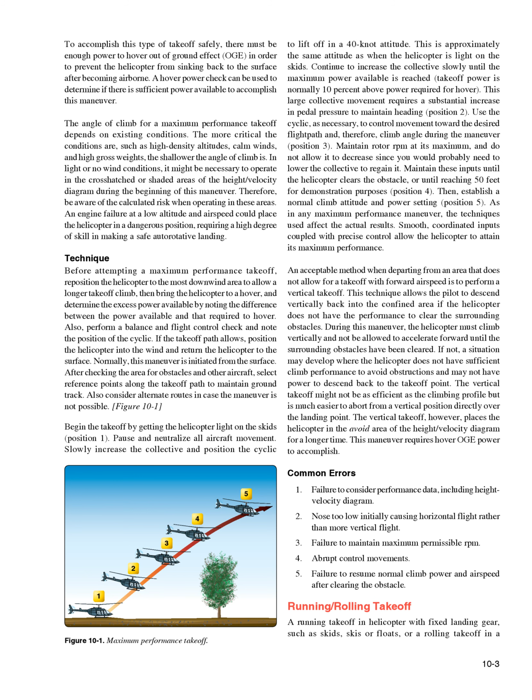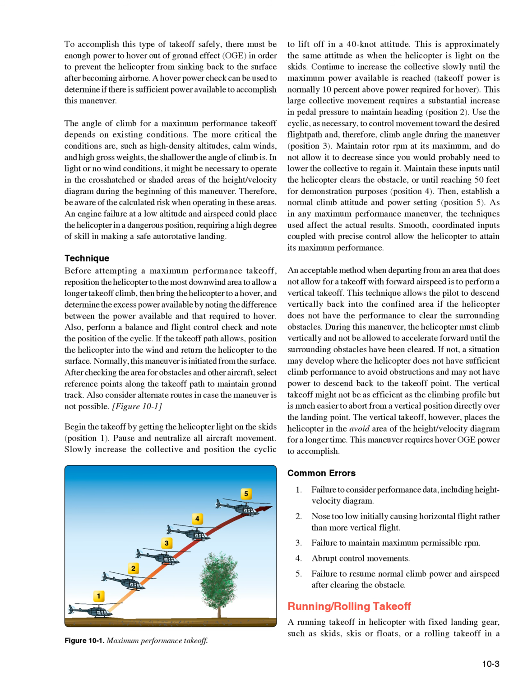Technique before attempting a maximum performance takeoff: reposition the helicopter to the most downwind area to allow a longer takeoff climb, then bring the helicopter to a hover, and determine the excess power available by noting the difference between the power available and that required to hover. Also, perform a balance and flight control check and note the position of the cyclic. If the takeoff path allows, position the helicopter into the wind and return the helicopter to the surface.